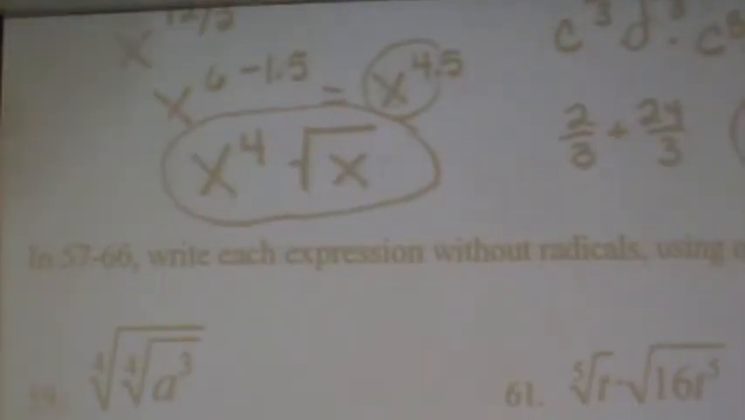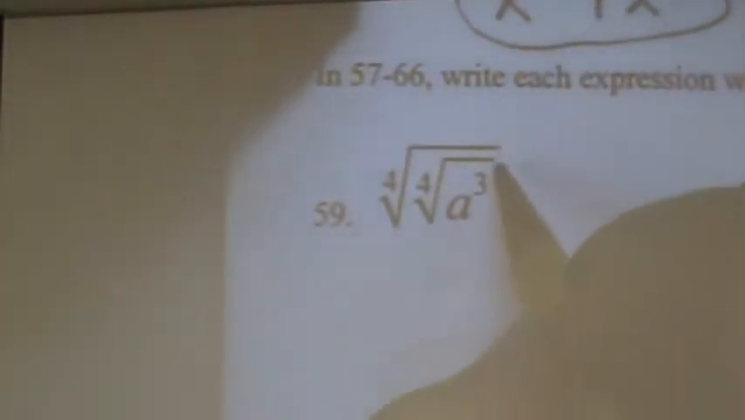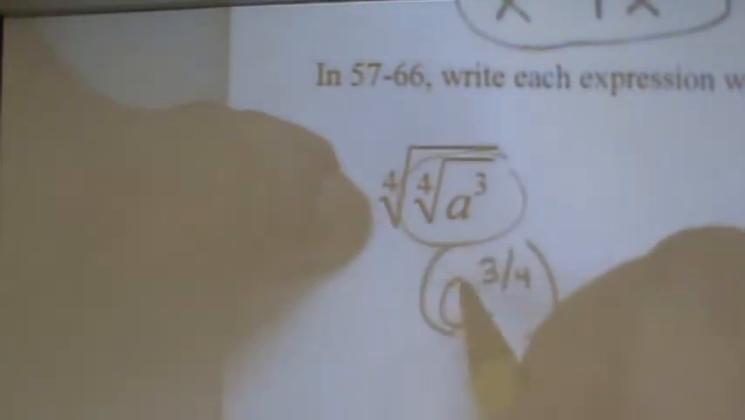These next 3 apply the power to power rule. If you look inside here, this is a to the 3/4 power. So the 4th root of a cubed is a to the 3/4. And then you're going to raise this to the 1/4 power. So you have outside here a 1/4. So this is a power to power, so this is going to be a to the 3/16. You have to multiply these two.